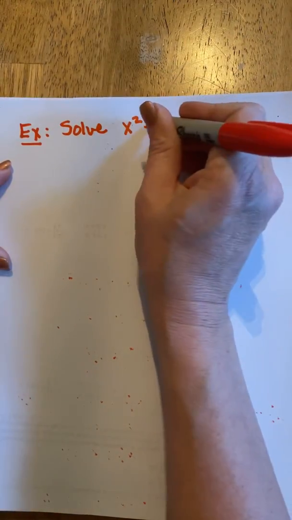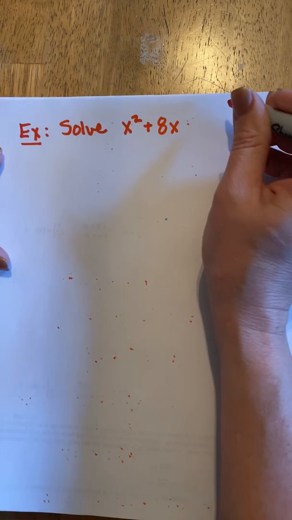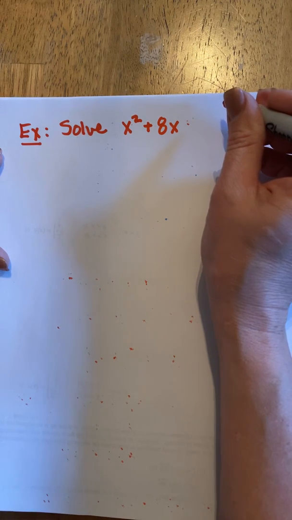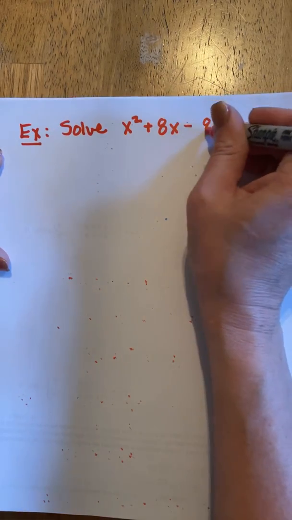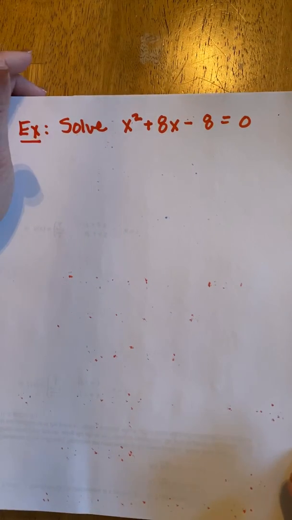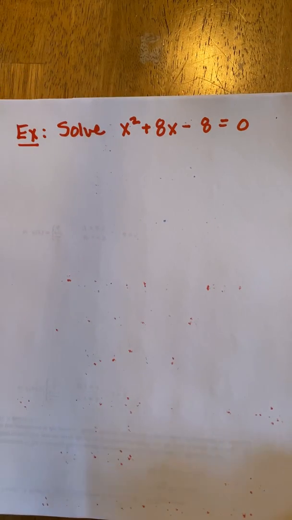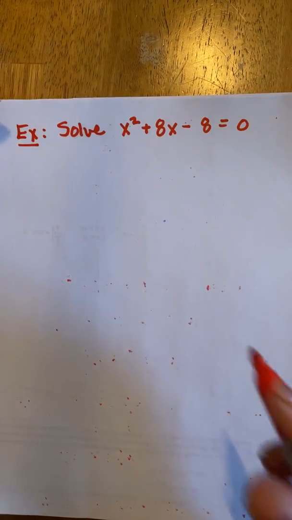Solve x squared plus 8x. Let's see, I'm going to change this number up a bit from the last time I did it. Minus 8 equals 0. All right, now you can try to factor. This is not factorable. But it doesn't mean not solvable.